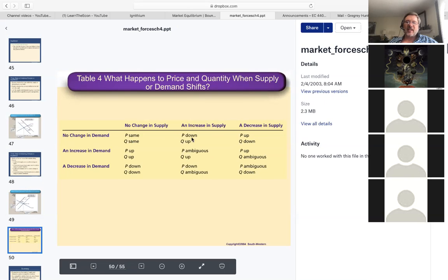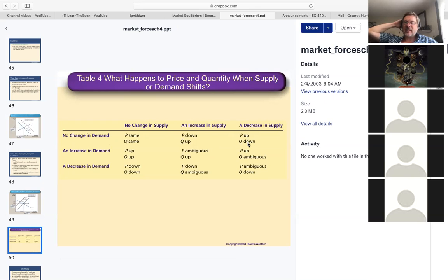No change in demand and an increase in supply, then you're going to have a decrease in the price and the equilibrium quantity is going to go up. And no change in demand and a decrease in supply, like our last example, you have an increase in the equilibrium price and a decrease in the equilibrium quantity. This type of analysis is called qualitative analysis because we don't have magnitudes that we're attaching. We're just saying, oh, things will go this way.